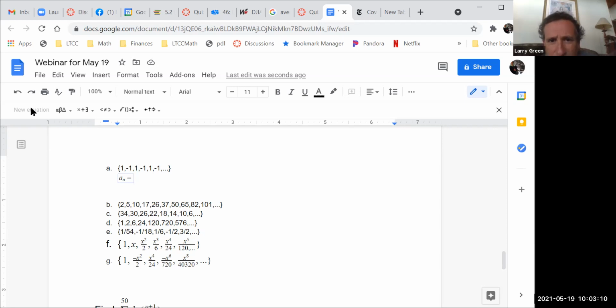Negative a sub n minus 1. Well, let's see if that works. Negative a sub n minus 1, minus 1. Yeah, but we want to do it explicit, not implicit. And that actually doesn't work because if you plug in 1, -1 minus 1 is -2, and that doesn't give you -1. Okay, so the hint is it's very simple.